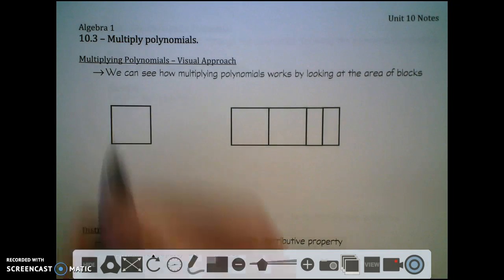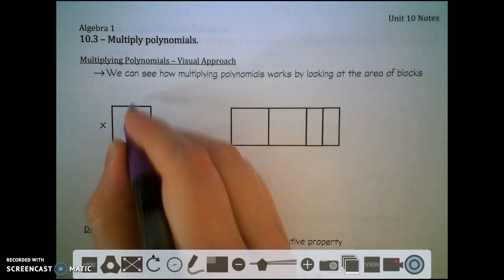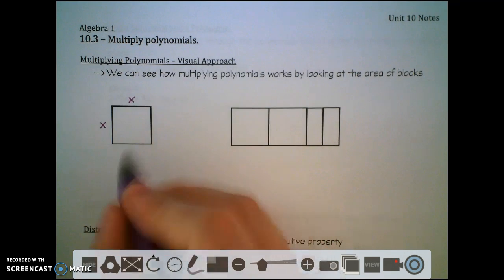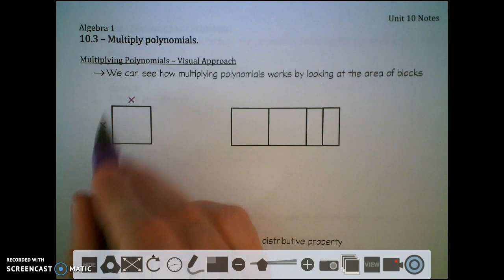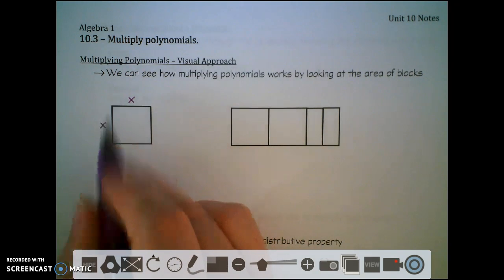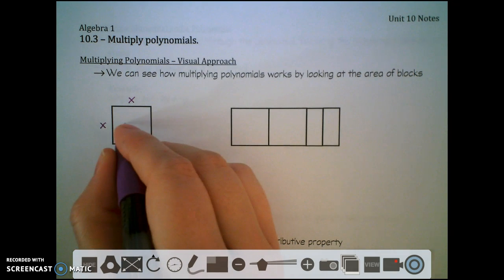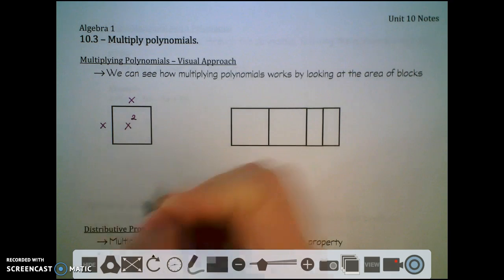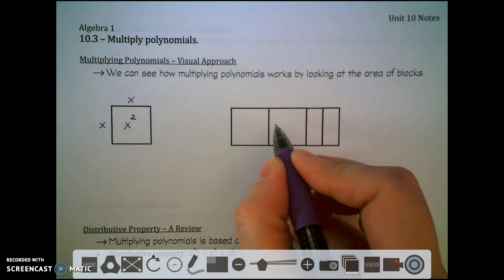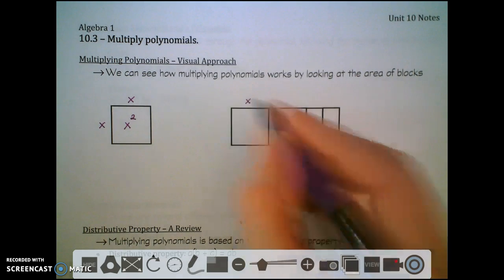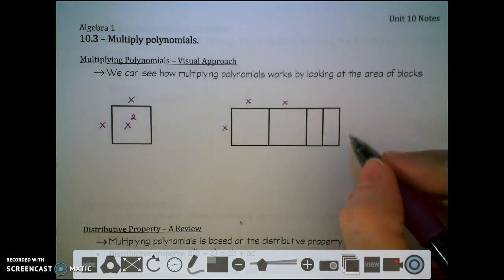So for example, if we have a block here with a side length of x and a side length of x, we know the area of a rectangle or a square is side length times side length, or length times width. So the area here would be x times x, which we can write as x squared. Now, imagine we have two of those blocks, both with a side length of x. And here we have a side length of x.